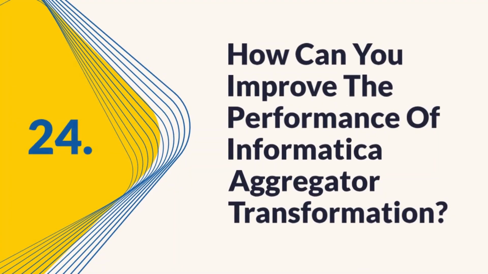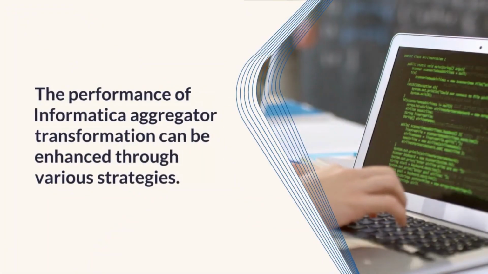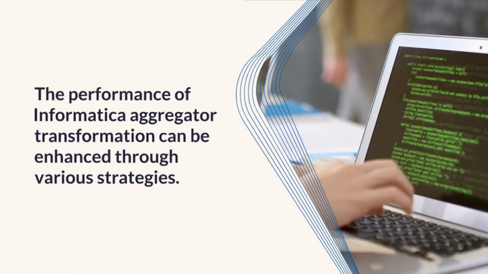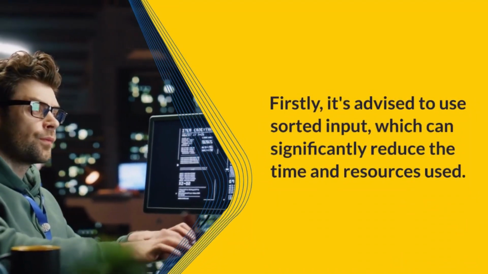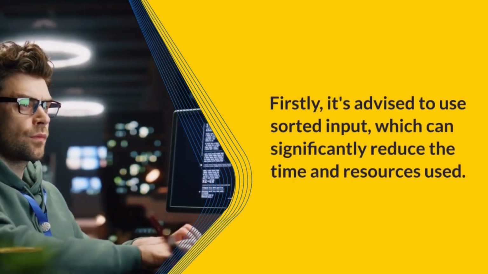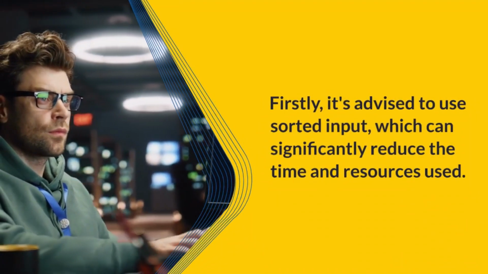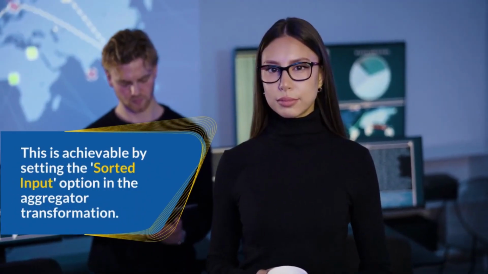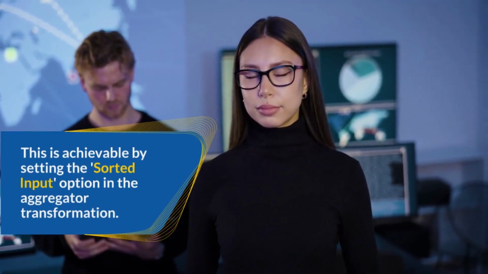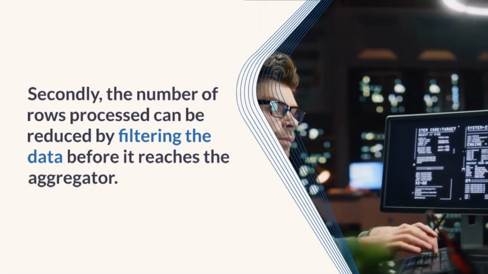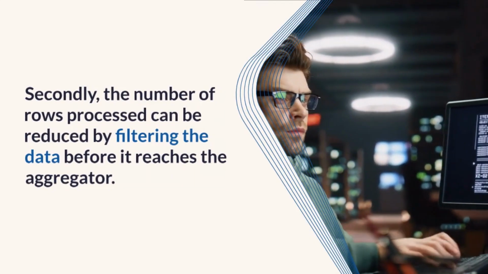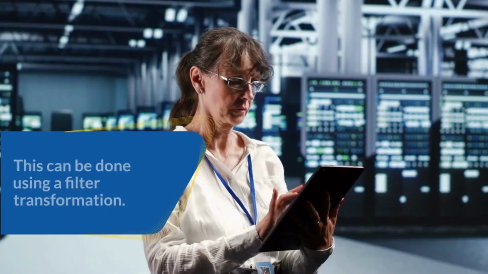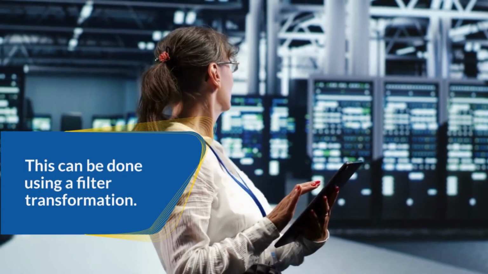24. How can you improve the performance of Informatica Aggregator Transformation? The performance of Informatica Aggregator Transformation can be enhanced through various strategies. Firstly, it's advised to use sorted input, which can significantly reduce the time and resources used. This is achievable by setting the sorted input option in the aggregator transformation. Secondly, the number of rows processed can be reduced by filtering the data before it reaches the aggregator. This can be done using a filter transformation.